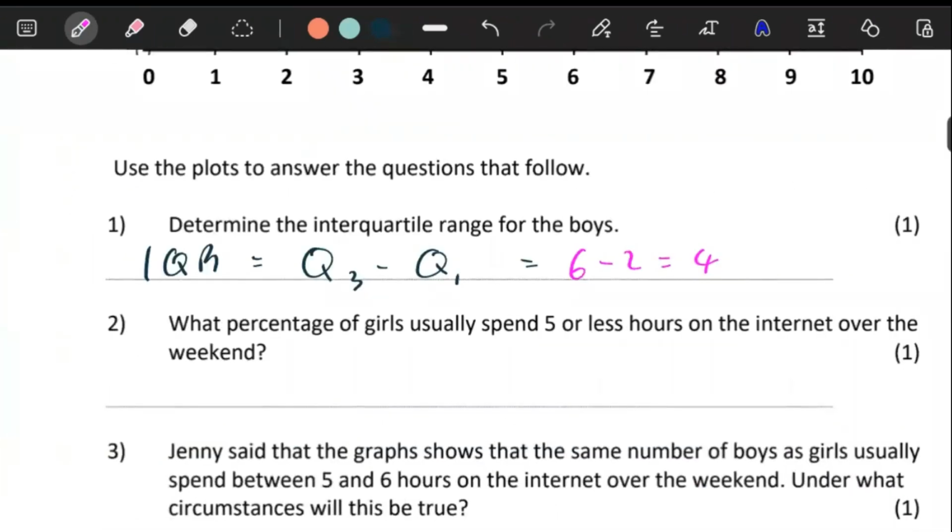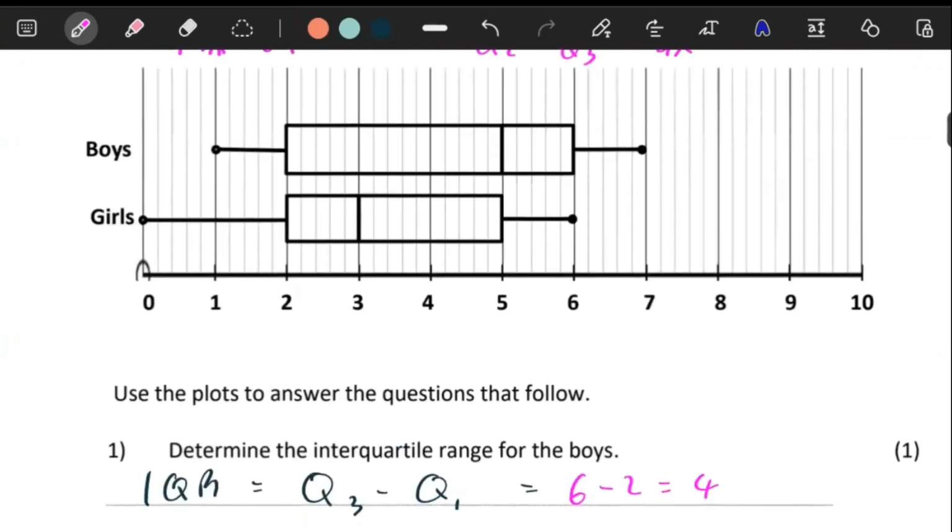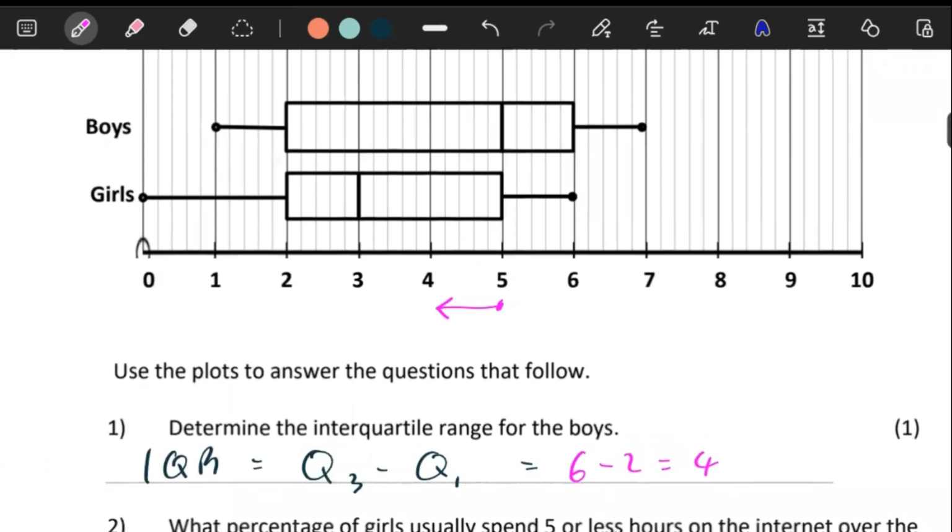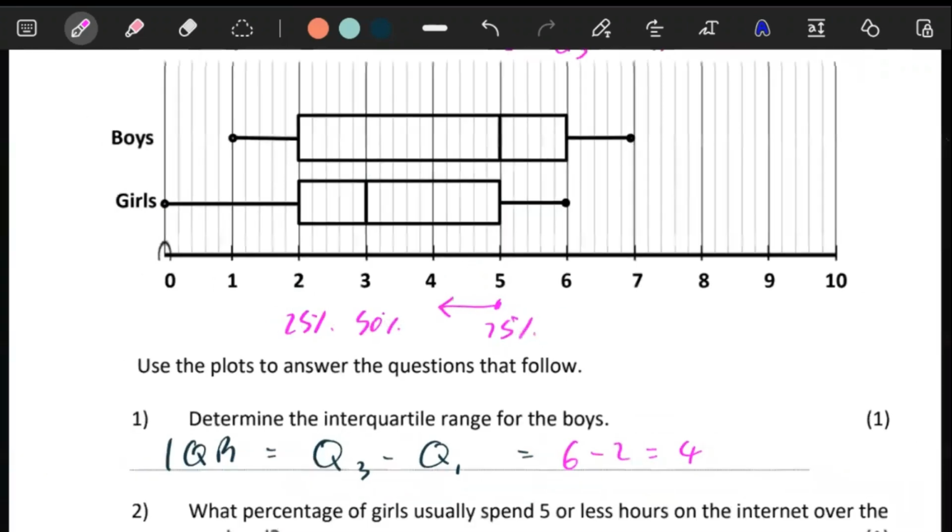Then they said, what percentage of girls usually spend 5 or less hours on the internet over the weekend? 5 or less. So the idea is, remember box and whisker diagram. Q1 represents 25% of the data, Q2, 50% of the data. This here seems to be at Q3, which is 75% of the data.